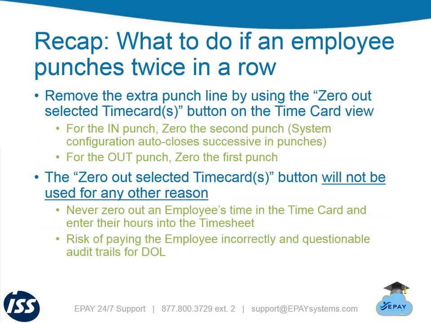So just to recap, what do you do if an employee punches in twice in a row? We're going to remove that extra punch. We're going to go in using that zero out selected time card, and then for the in punch, zero out the second punch, or for the out punch, zero out the first punch. It doesn't really matter if that second punch happened before or after. The key thing to keep in mind is we want to keep one of those punches and fix the other. Remove one of those punches and fix the other. The zero out selected time card button will not be used for any reason.